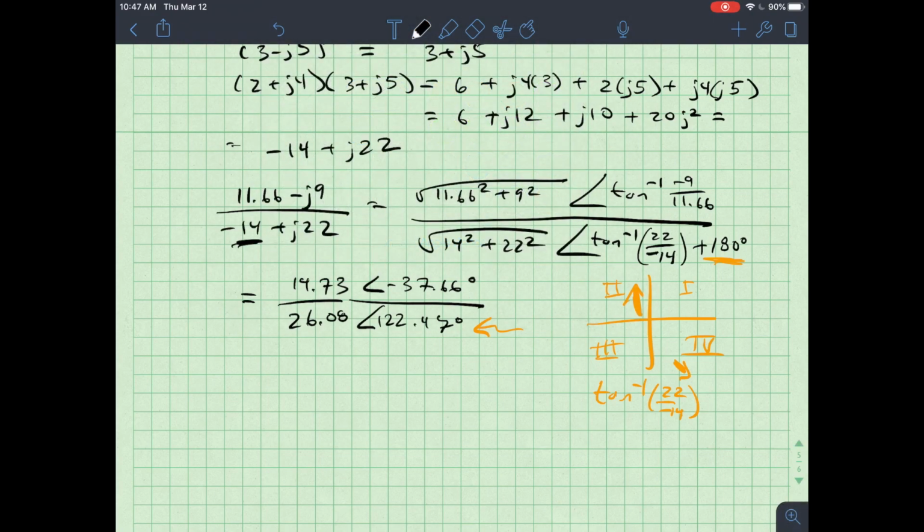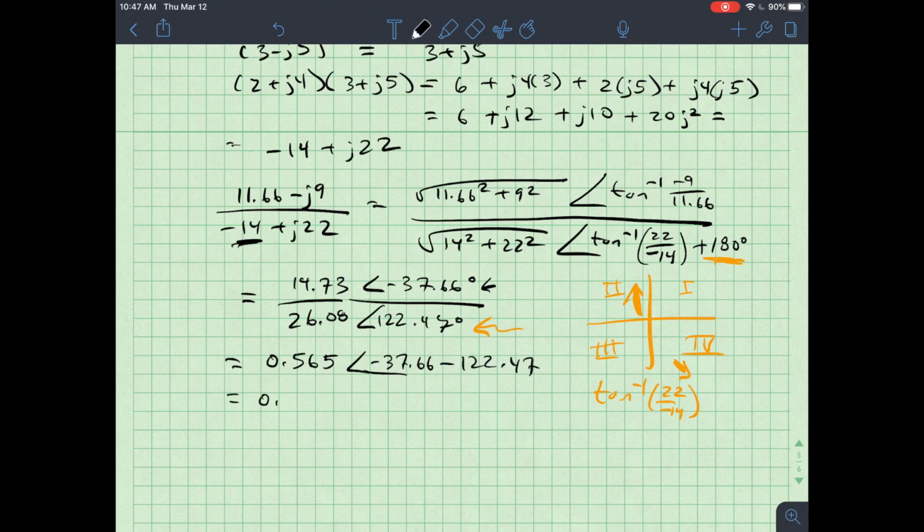Now I can go ahead and do the division. It's equal to 0.565 angle, and then I'm going to take this top angle and subtract from it 122.47, which is equal to 0.565 angle negative 160.13 degrees. Whew. That's a big problem, but that is the most difficult example we're going to do today. The rest of the examples are a little more applied, specifically to phasors.